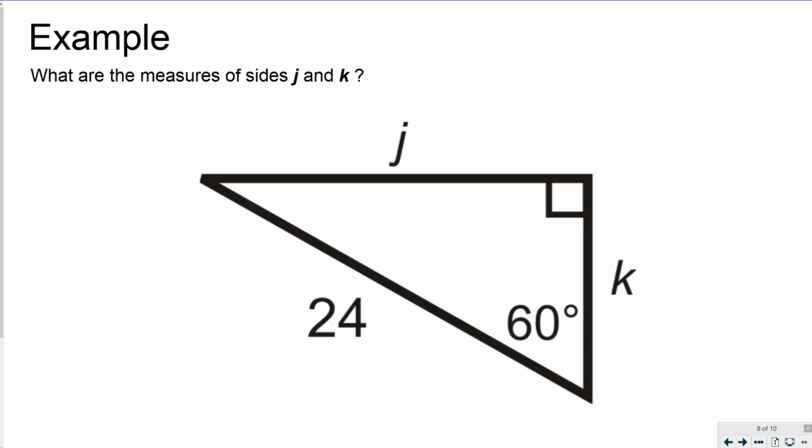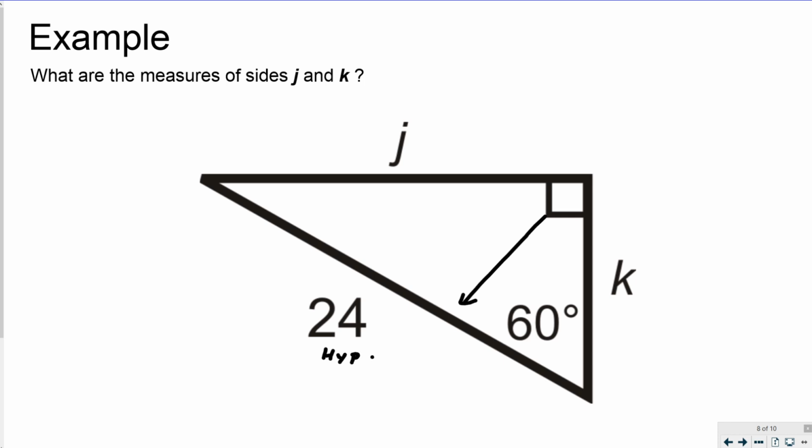Okay, here. What are the measures of sides J and K? First I need to figure out which side it is that I'm actually dealing with. So if I look and draw the arrow here, the 90 degrees and the arrow pointing across the triangle indicates to me that this is the hypotenuse.